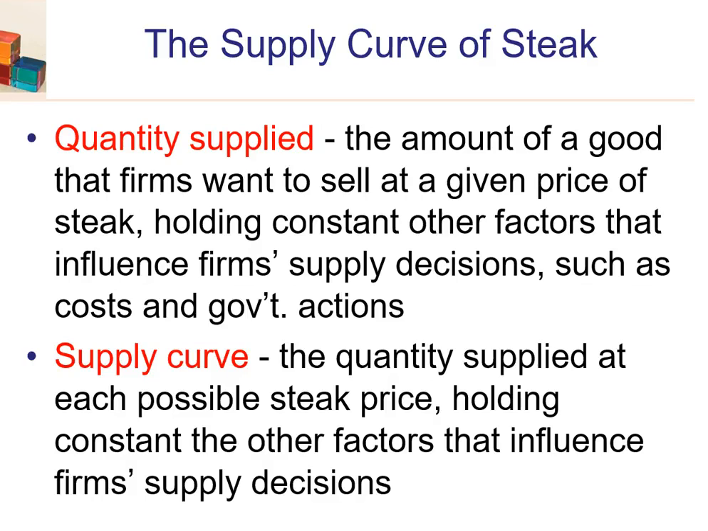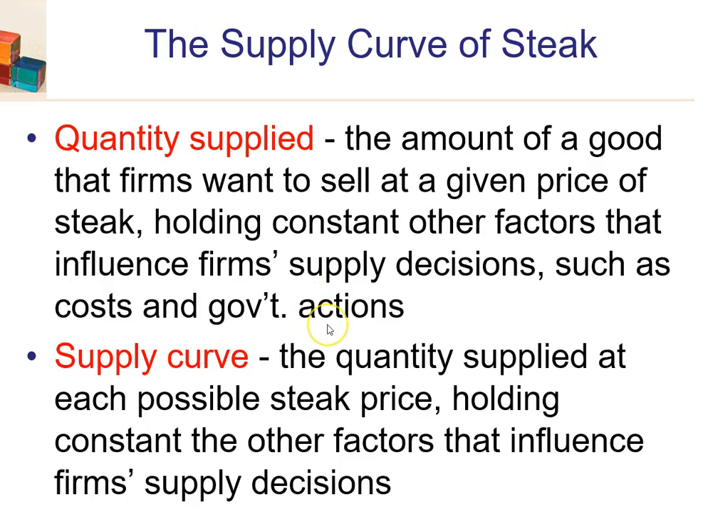Hi, this video is going to illustrate the distinction between a change in supply and a change in quantity supplied. We're going to consider the steak market to illustrate this example. So once again, the quantity supplied, what is that? It's the amount that a firm is willing to sell at various prices. In this case, steak, holding every other factor constant.